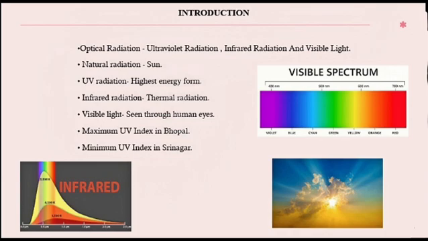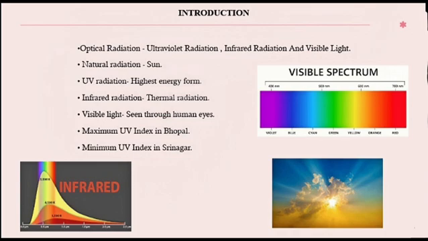Ultraviolet radiation is the highest energy form, with wavelength varying from 100 to 400 nanometers. Infrared is also referred to as thermal radiation and has the longest wavelength, from 700 nanometers to 1 millimeter. Visible light is seen through human eyes and the wavelength varies from 400 to 780 nanometers. Millions of people are affected worldwide by various forms of optical radiation.